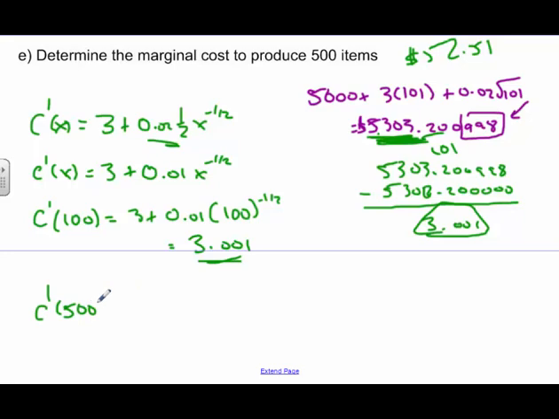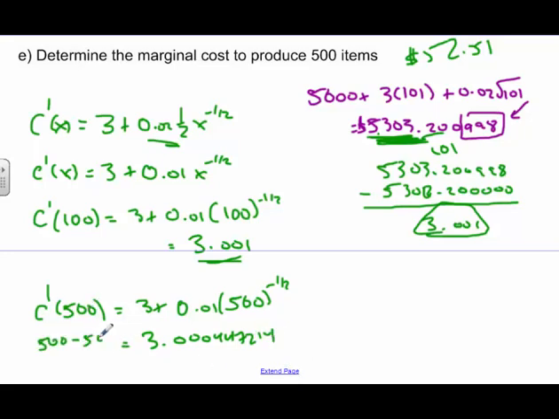The marginal cost for 500 items is now going to be 3 plus 0.01, 500 to the minus 1/2. If this is an equation that's been made properly, then we should discover that it costs less the more items you make, right? This time around I ended up getting 3.00044714. So to make the next item from the 500th to the 501st item, it still costs basically $3, but here it was $3.001. Now it's $3.0004. So hopefully you can see that the amount it costs to make the next item is going down. So that's why the per item basis is decreasing.